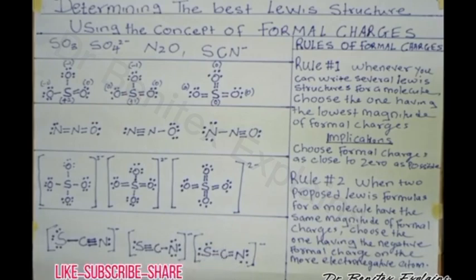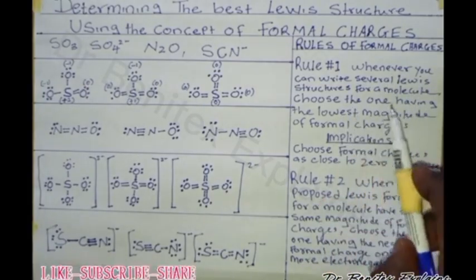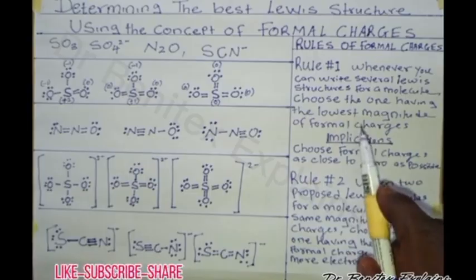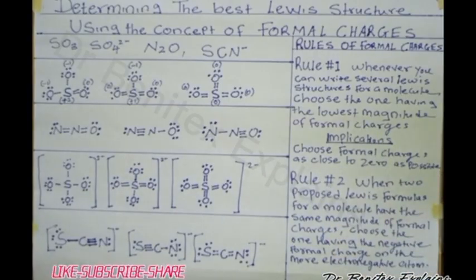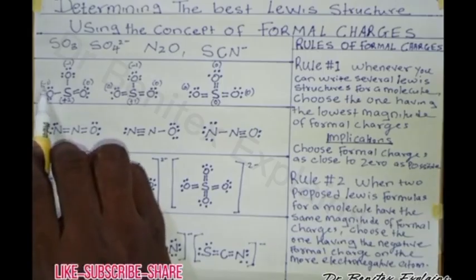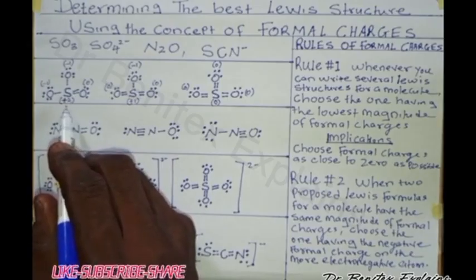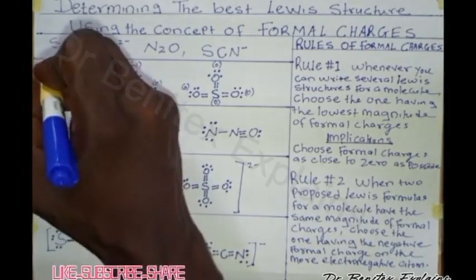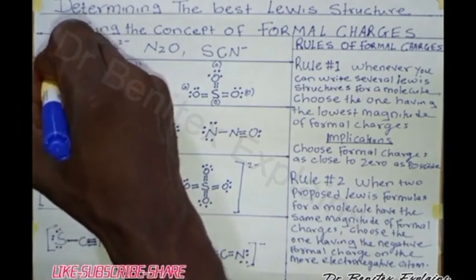Now let us decide which of the structures here is going to be the correct Lewis structure. Let's go to rule number 1. Rule number 1 says whenever you can write several Lewis structures for a molecule, choose the one having the lowest magnitude of formal charges. So let's check out the magnitude of formal charges here. You can see that the magnitude there is -1, plus 2. 2 is quite large for a formal charge. So I'm going to discard the first structure. It is not correct. So I'm putting an X here.